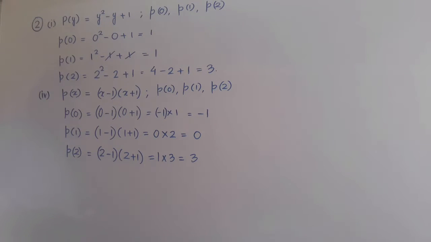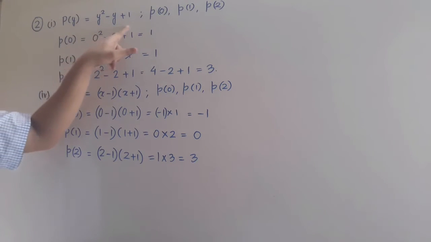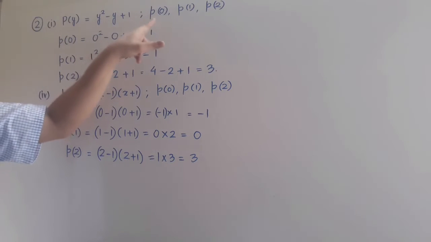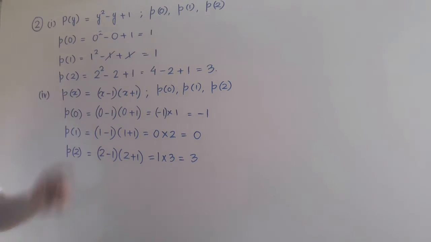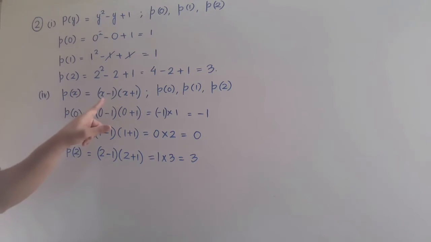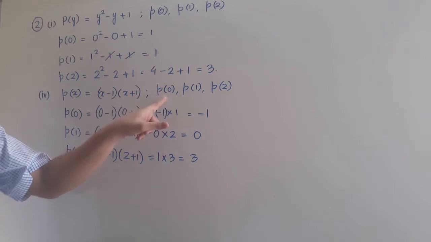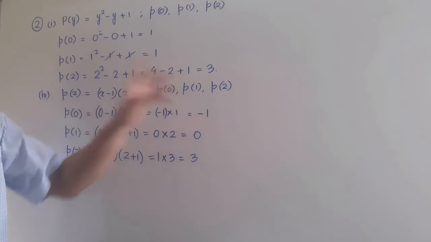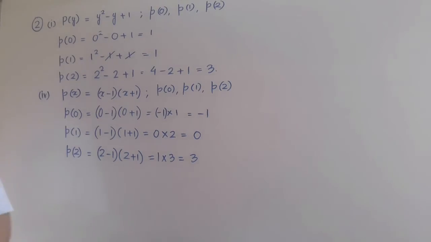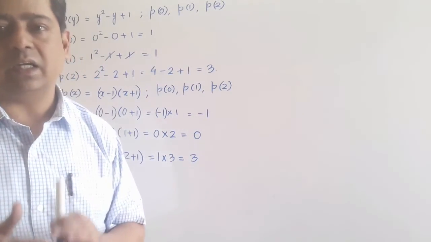So you can see that in all 4 parts, we have been given the values 0, 1 and 2. For example, if I am talking about part number 1, P of y is equal to this value, so for this value all these three values I have to find out. Similarly, in part number 4, the polynomial is x minus 1 into x plus 1. Again for this, I have to find out P of 0, P of 1 and P of 2. Similarly, the same process you have to repeat for the second and the third part.